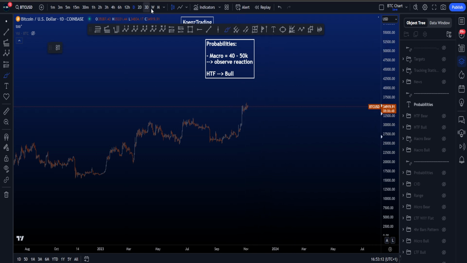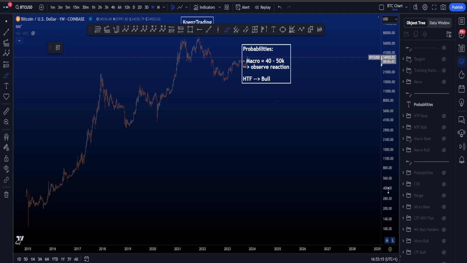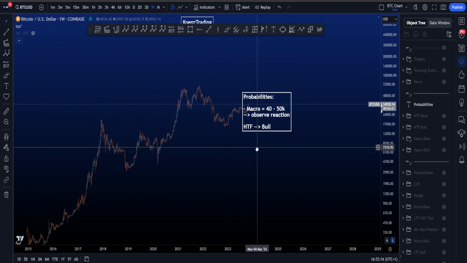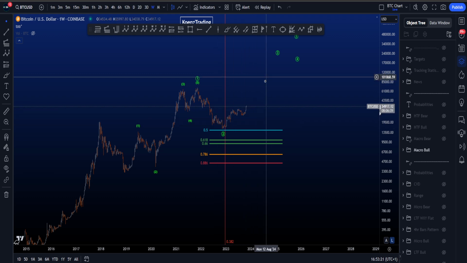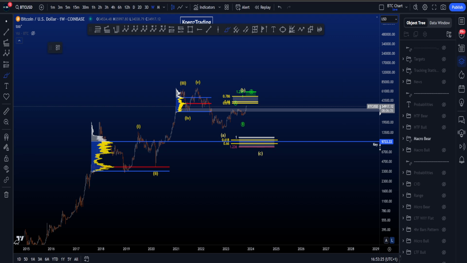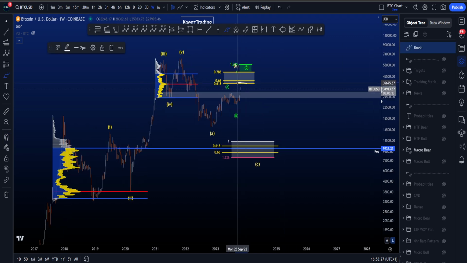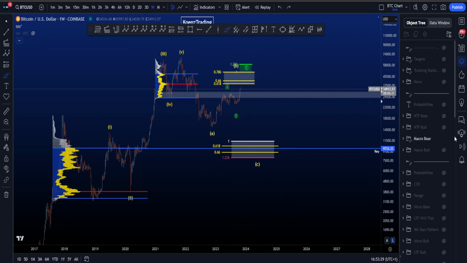Also here on the macro time frame, the probabilities are for another move towards the upside, because both in the bearish and the bullish scenario, we are looking for price to move to the upside. In the bullish scenario for continuation, and in the bearish scenario, we are looking for at least 39, 40k to be hit, or all the way up for 50k.